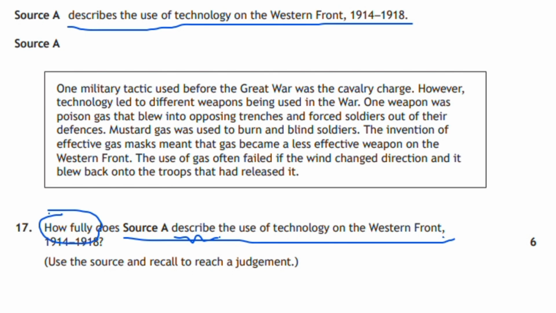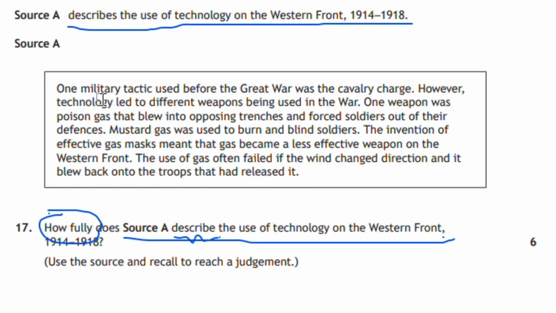So now that we know what we're reading for, we can go on to the source itself. It's quite a short wee source, which is great. And most of what is here will be useful to us, but be aware there will be some sentences, some points that are not about the use of technology on the Western Front. These sentences we can call distractors, and they're there to make sure we're actually reading the question and that we can actually apply the skill. So you want to get your highlighters out and have a look at the source.